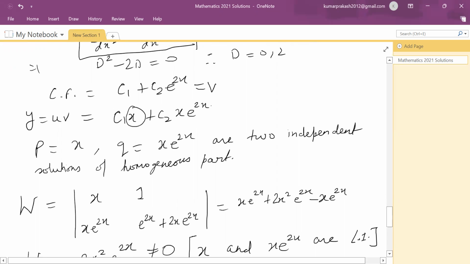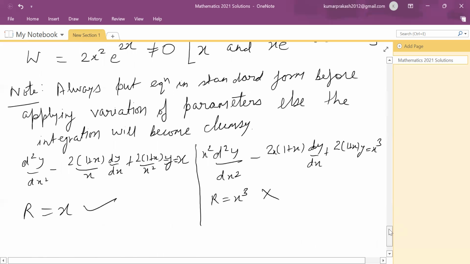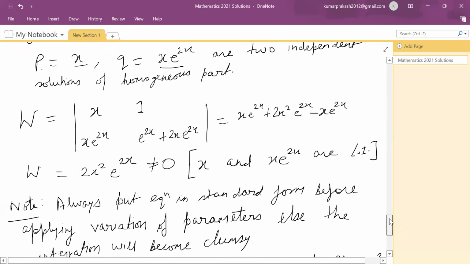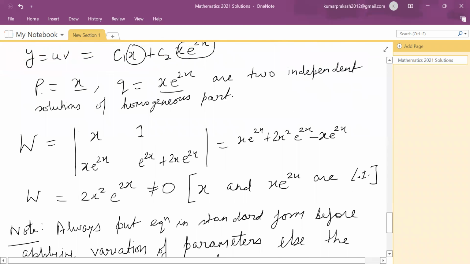So this one and this two, because the solution is a linear combination of these two solutions. Let's say P and Q, where P is x and Q is x e to the power 2x. Now we will use the Wronskian to check if these solutions are independent or not. They are always independent, but this is important because this will be used in the integration as well. So this is the Wronskian.